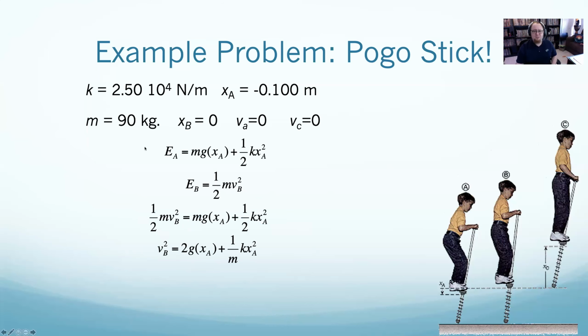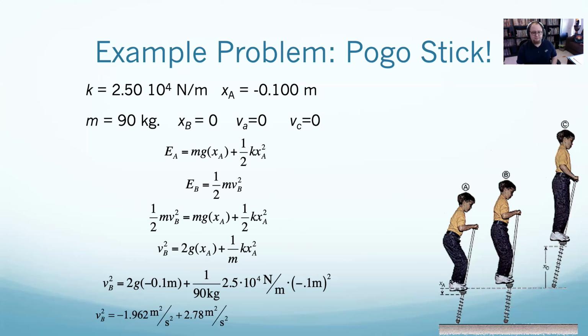I solve for the velocity squared first, just out of laziness. I can plug in my numbers. Keep in mind, x of a is a negative number because it's below the 0 point. And then I can square root to get the velocity. And what I'll find is my velocity should be about 0.9 meters per second at that point when I'm just leaving the ground.